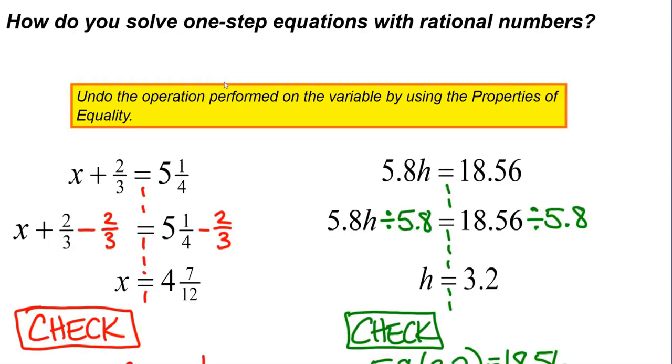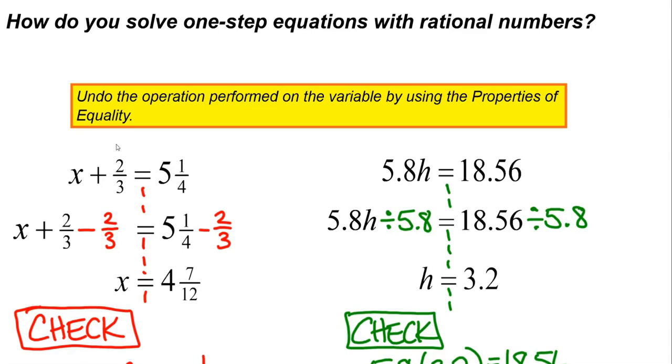So how do you do that? We're going to do the same thing we did with our integers, and we're going to undo the operation performed on the variable by using our properties of equality. Now, the properties of equality still work with rational numbers just like they do with our integers. So we're going to try to undo any operation that is happening to the variable so that we can solve our equation. A couple examples: x plus 2/3 equals 5 1/4.